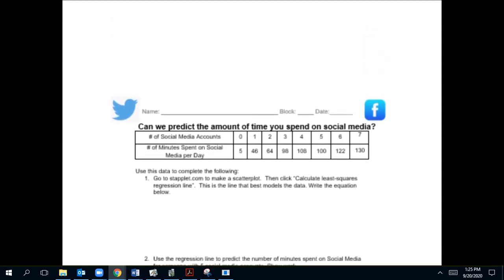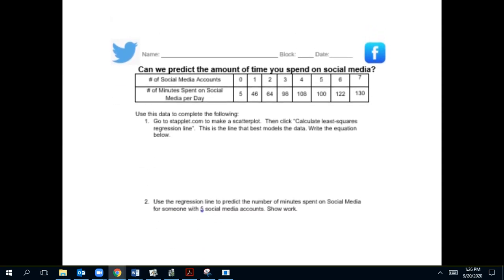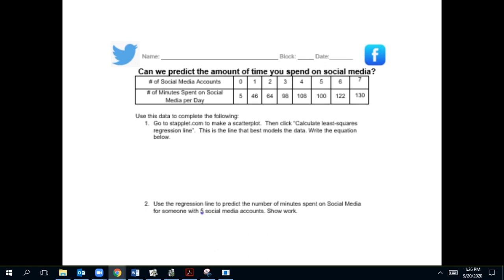Hi everyone. Today we're using the same scenario that we started with last class, but we want to know, can we predict the amount of time you spend on social media based on the number of accounts you have?